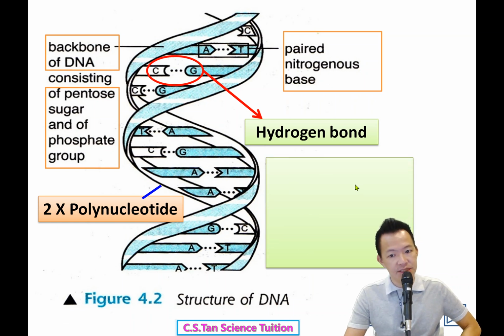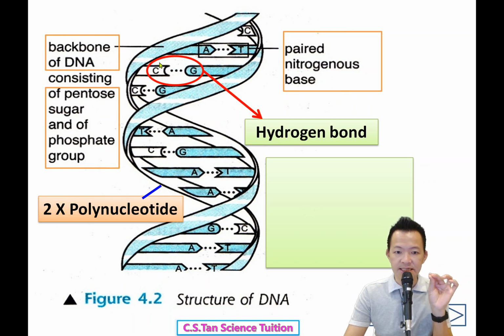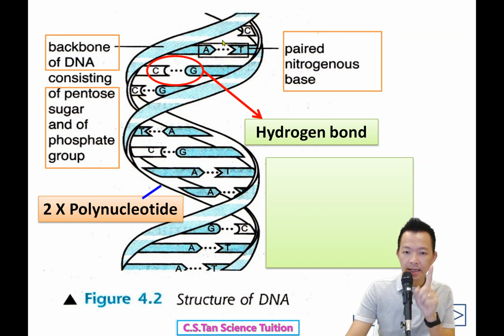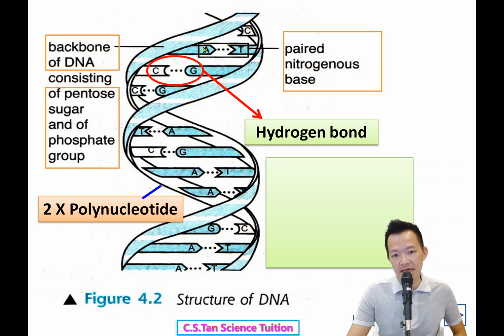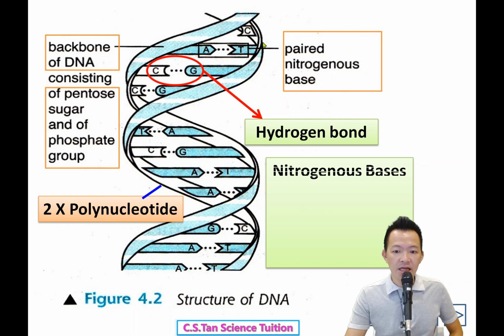So add in your note, 加在你的 notes 的最下面的格子里。So 2 polynucleotides, they are bound together by the hydrogen bond between the nitrogenous bases. And when we talk about nitrogenous bases, we have 4 types of nitrogenous bases. 当我们讲到这种 nitrogenous bases 啊，就是 nitrogen 的底盘啊，它有4种的 nitrogenous bases A, T, C, G, or what is meant by A, T, C, G.